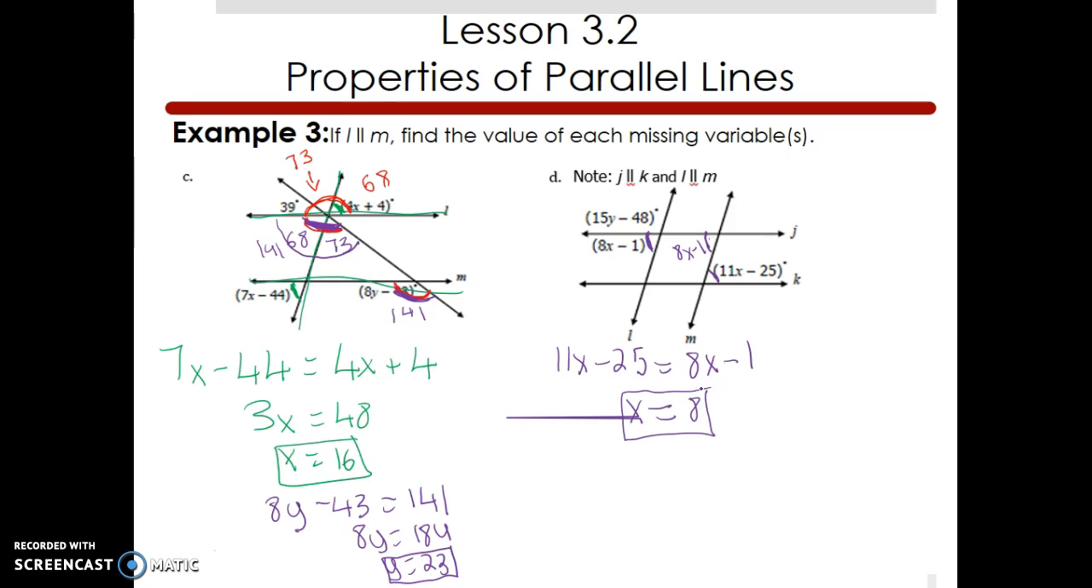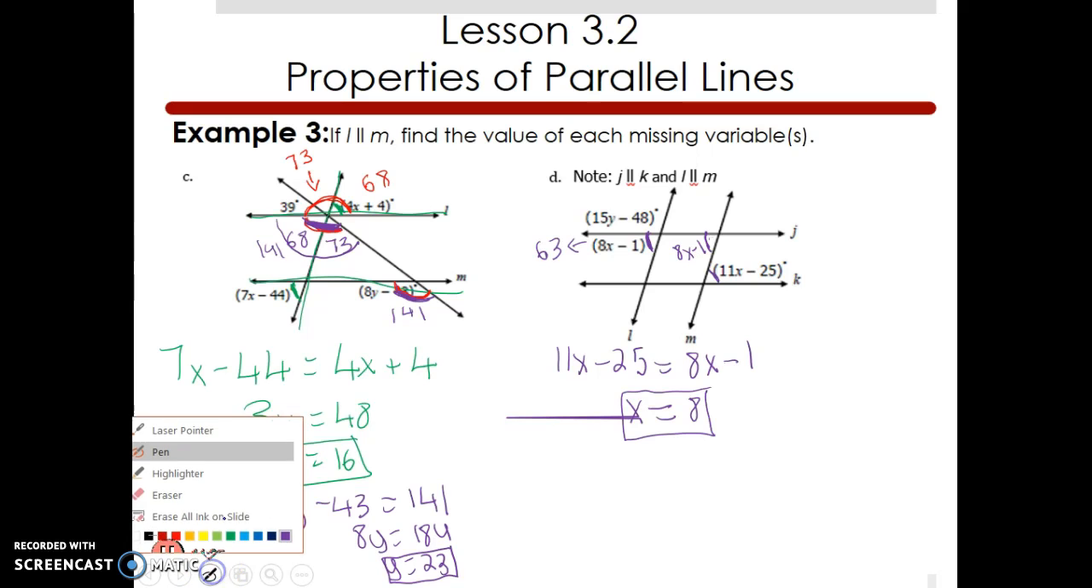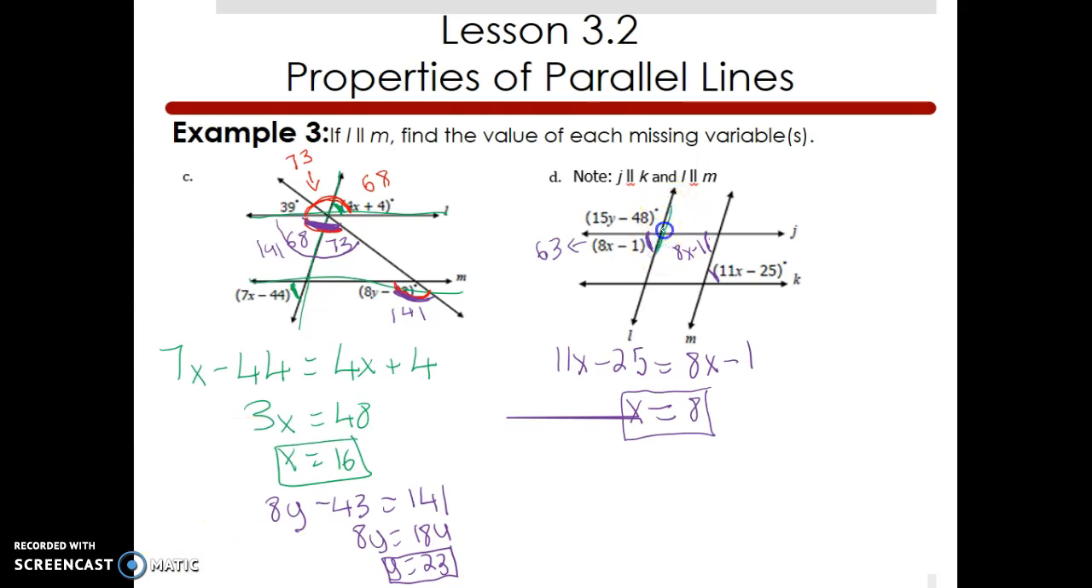Sorry, I'm running out of time. So if x equals 8, I'm going to plug it back in. If I plug it back in, I get 8 times 8, which is 64, minus 1 is 63. And now 8 and y make a straight line, so they equal 180. So 83 plus 15y minus 48 equals 180. And if I solve for it, I would get y equals 11.